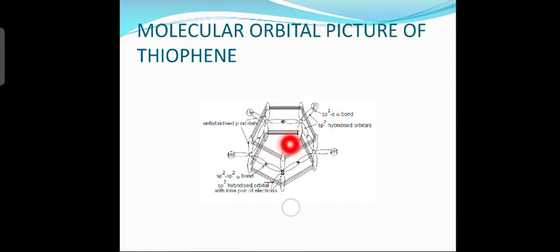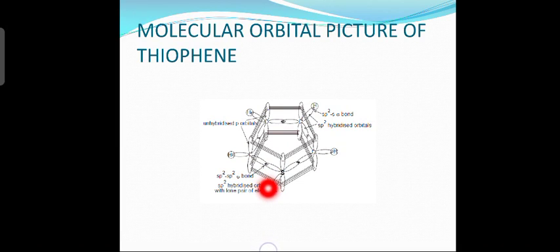That's how all the sigma bonds are present, with axial overlapping taking place, and these lie in one plane. The third sp2 hybrid orbital of the sulfur atom contains a lone pair of electrons. The third sp2 hybrid orbital contains the lone pair. Where is this present? Here, this side. This contains the lone pair of electrons.